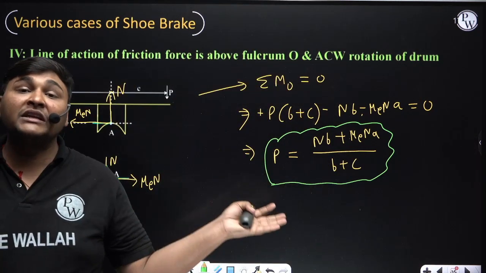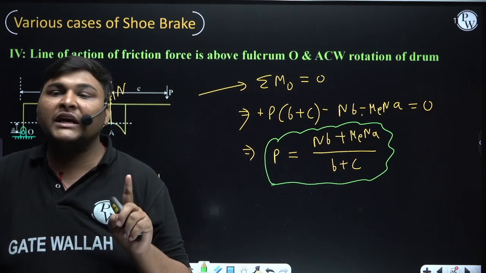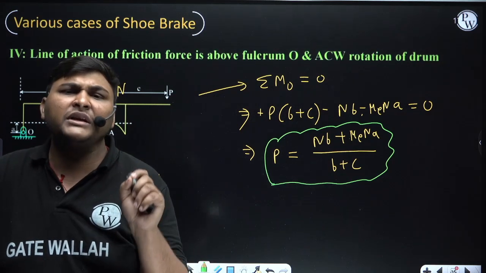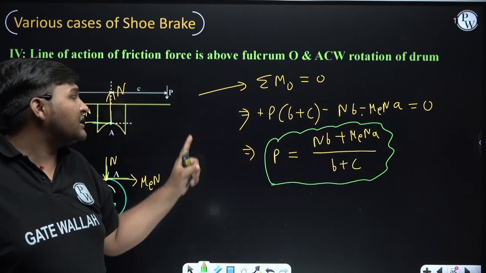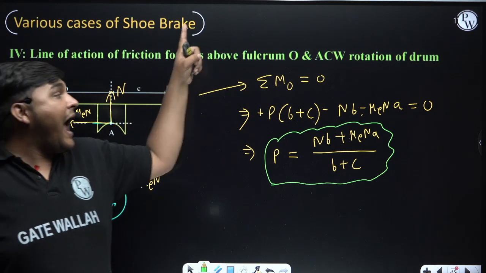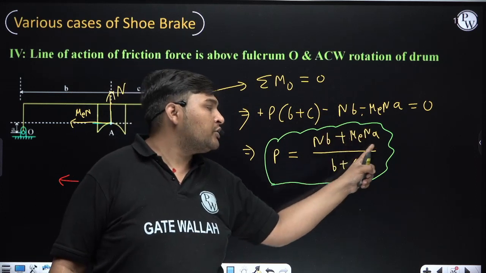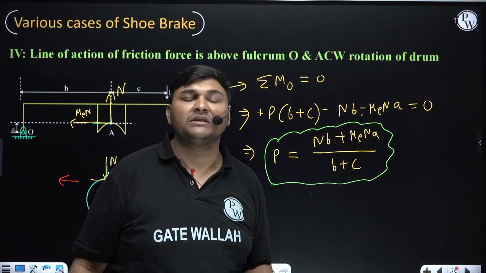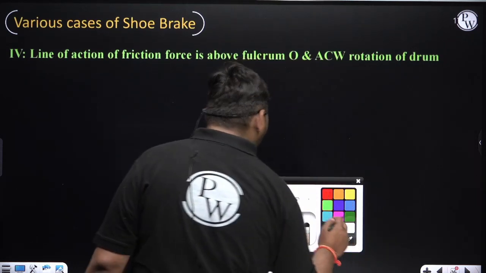Instead of that, friction is increasing braking effort. That is a different thing. But for a self-energizing brake, we need to see whether friction is reducing braking effort or not. So here can I conclude that in this case, when the line of action of friction force is above fulcrum O and the drum is rotating anti-clockwise, friction is not reducing braking effort. And since friction is not reducing braking effort, can I say in this case the brake will not be a self-energizing brake.